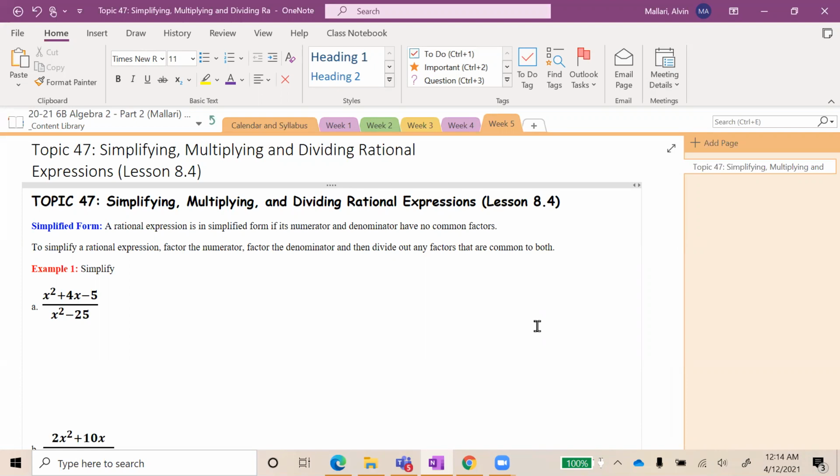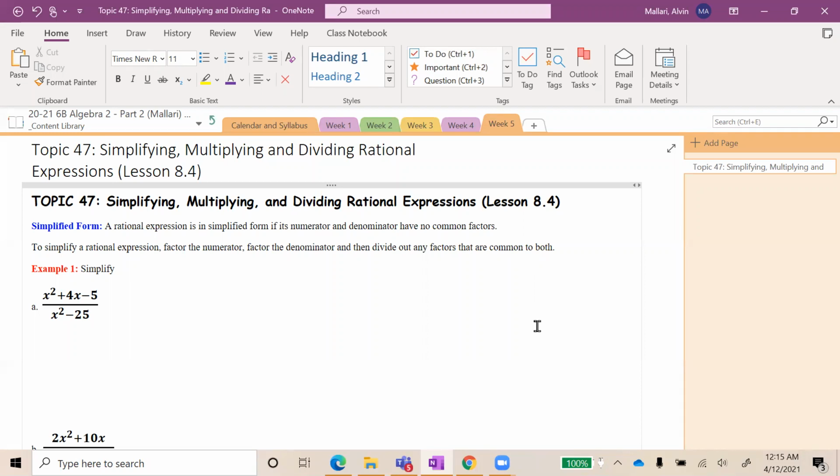A rational expression is in simplified form if its numerator and denominator have no common factors. To simplify a rational expression, factor the numerator, factor the denominator, and then divide out any factors that are common to both. Let's start with example number 1.